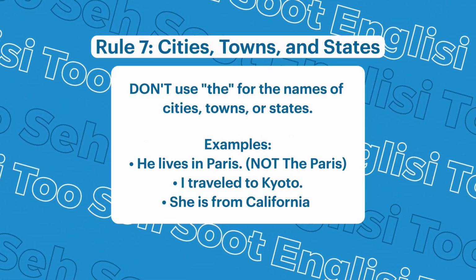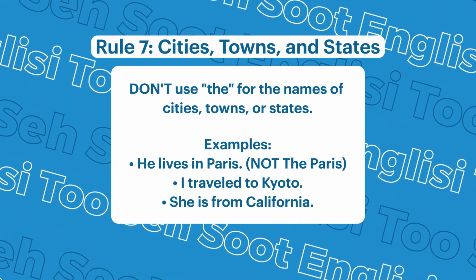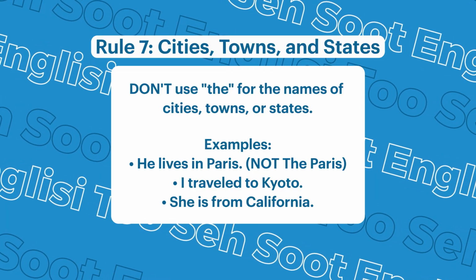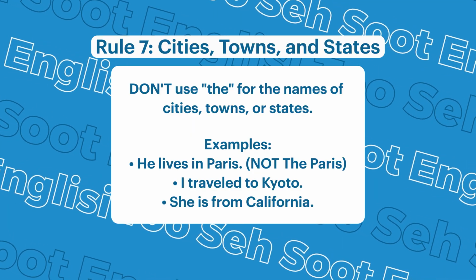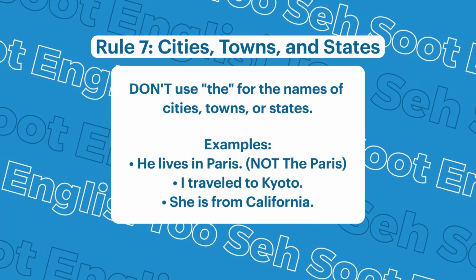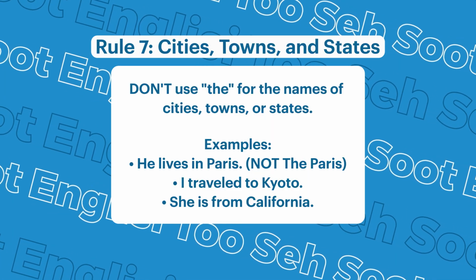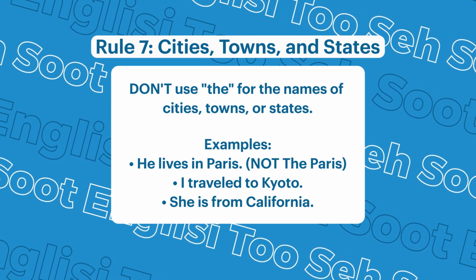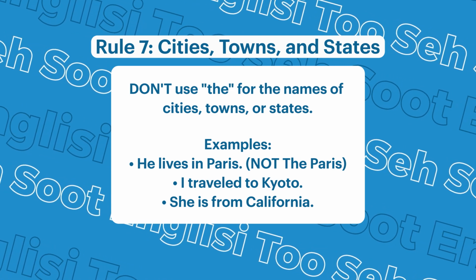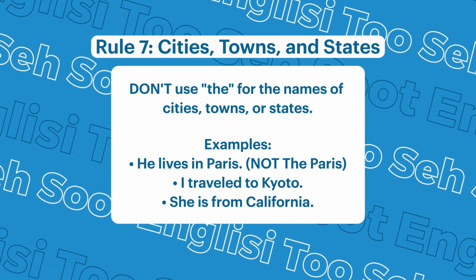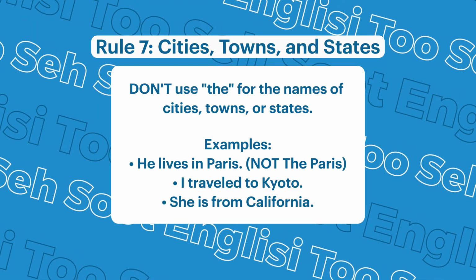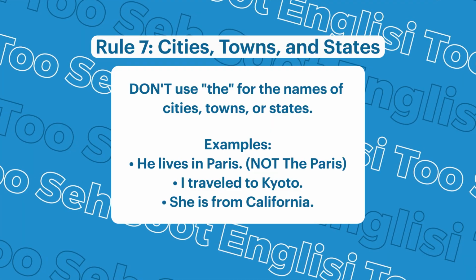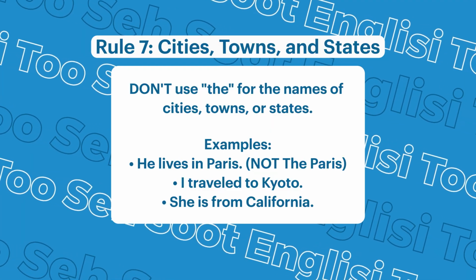Rule number 7. It says cities, towns, and states, and it means don't use the for the names of cities, towns, or states. For example, it's right to say he lives in Paris. We don't say he lives in the Paris. It's totally wrong. We say I travel to Kyoto. We don't say I travel to the Kyoto. She is from California. We don't say she is from the California.